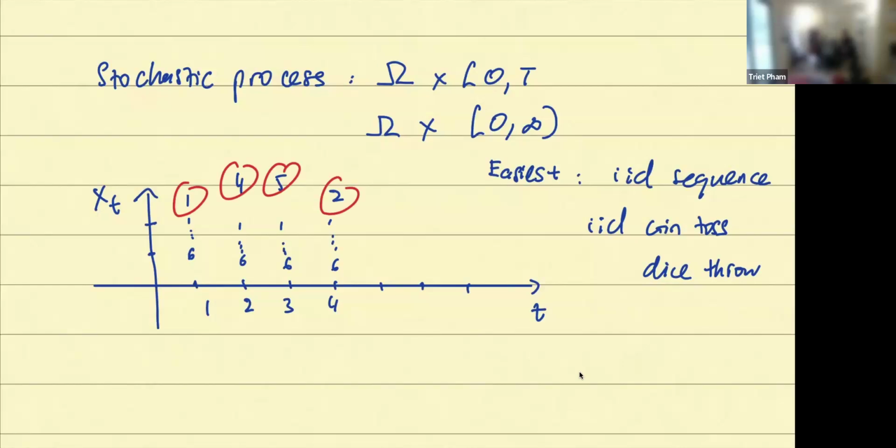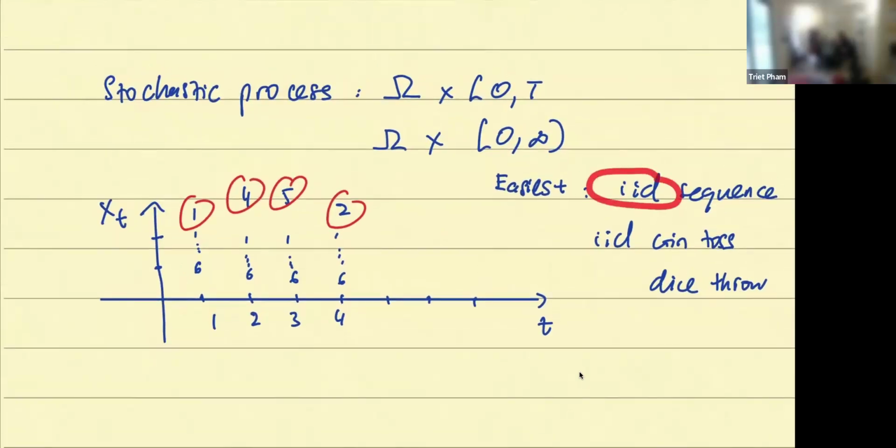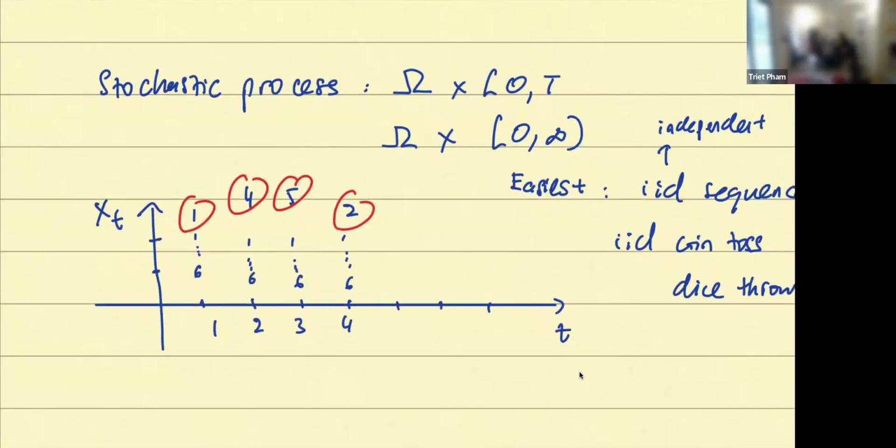However, why would this be easy, or why would this be talked about in probability, for example 477? The reason is the IID here, especially the independence, makes things simple. For example, let's say you want to discuss the behavior of X10, the value of the stochastic process at time 10.